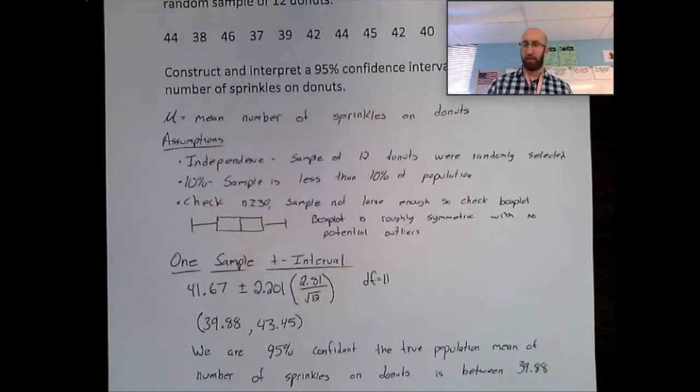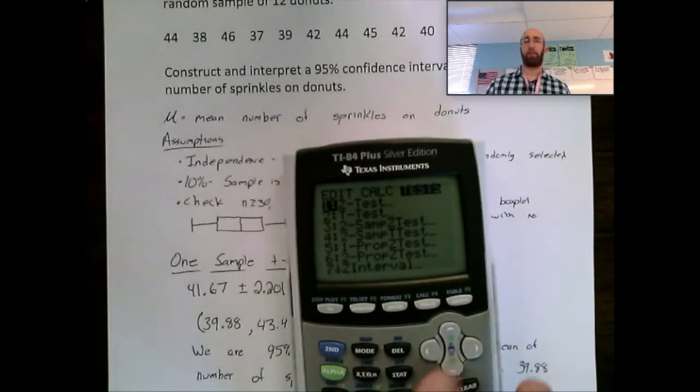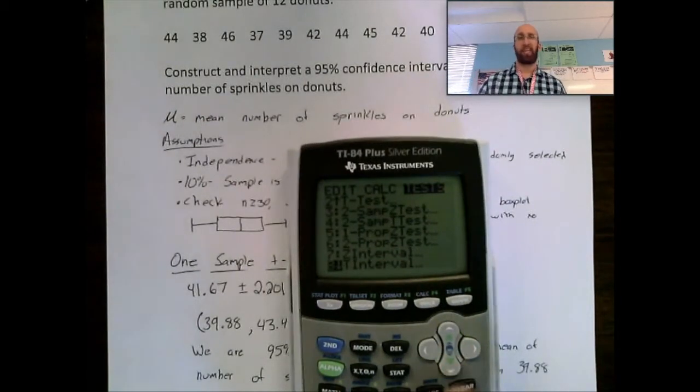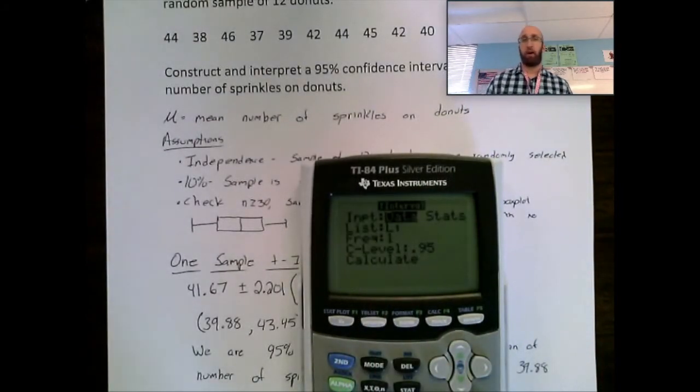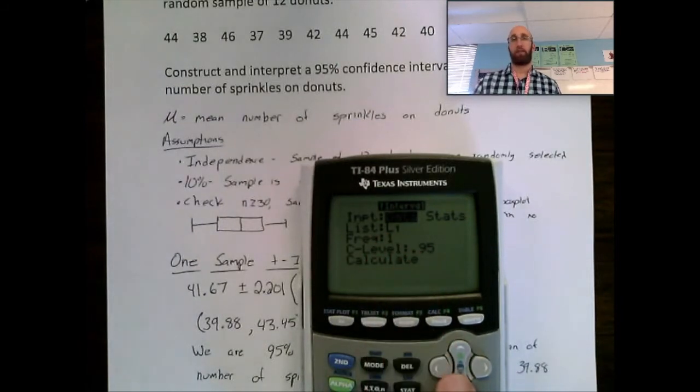The final thing I did on my calculator is I went to stat and I hopped on over to test. And what I'm looking for is a one sample t interval. For this specific one, it's not listed as one sample t interval. The TI-84 calculator lists it as just a plain old t interval. I am using raw data. The data is in list 1. My confidence level is 95.